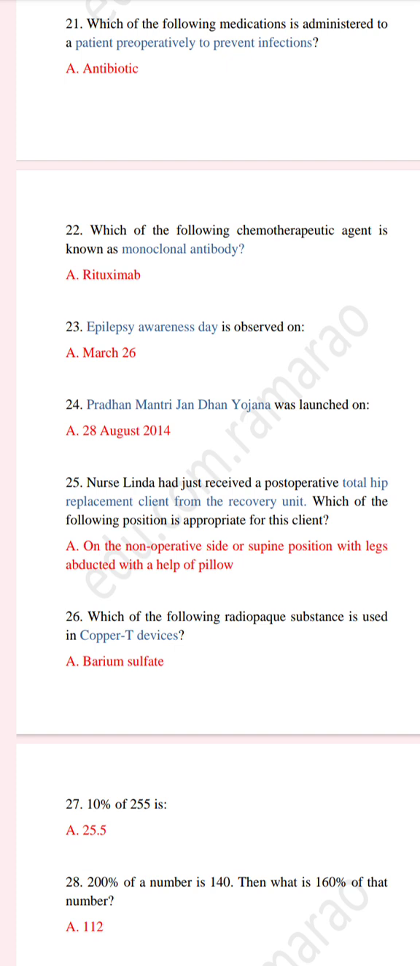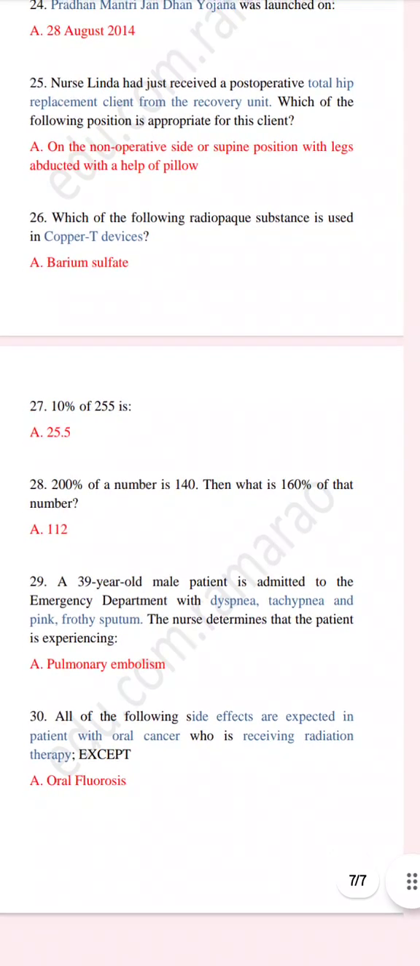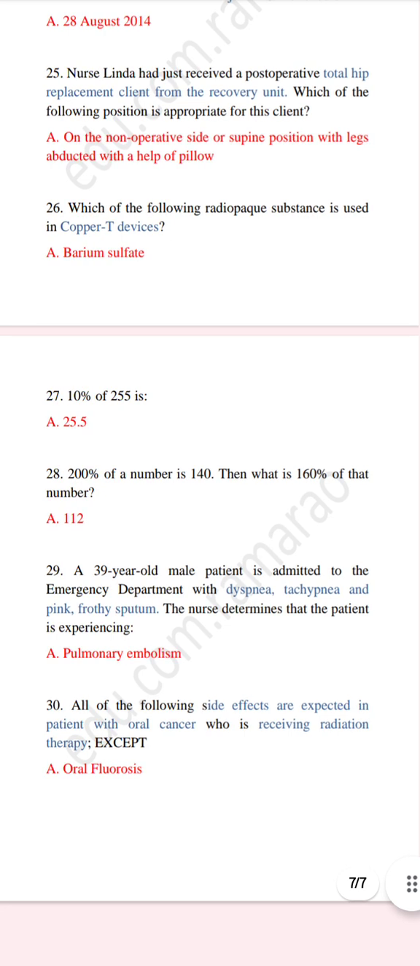Then which of the following radio-opaque substance is used in copper T devices? Barium sulfate. Then next question, a 39-year-old male patient is admitted to the emergency department with dyspnea, tachypnea and pink frothy sputum. The nurse determined that the patient is experiencing, the answer is pulmonary embolism. The next one, all of the following side effects are expected in a patient with oral cancer who is receiving radiation therapy except. The answer is oral fluorosis.